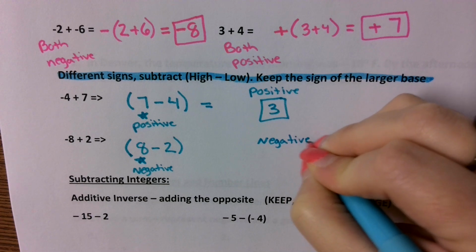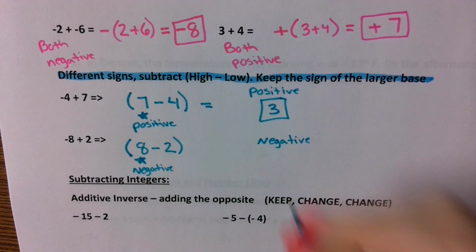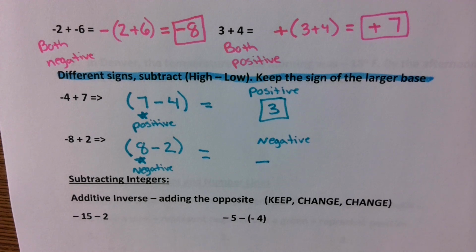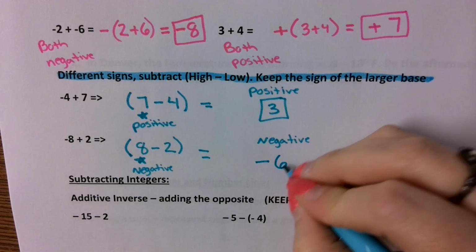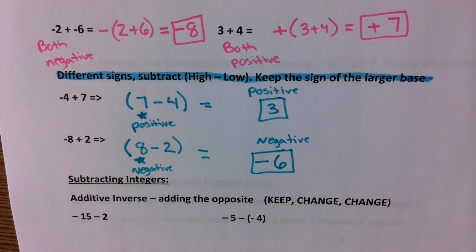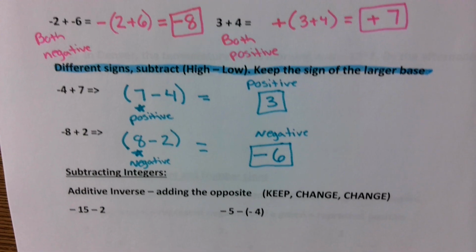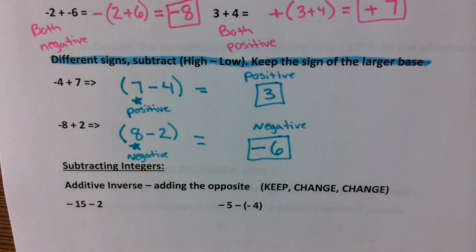So I'm just going to write that off to the side so that I remember to put a negative sign. And what's 8 minus 2? 6. So our answer is -6. When your signs are different, you're really just subtracting the numbers and keeping the sign that you have the most of.